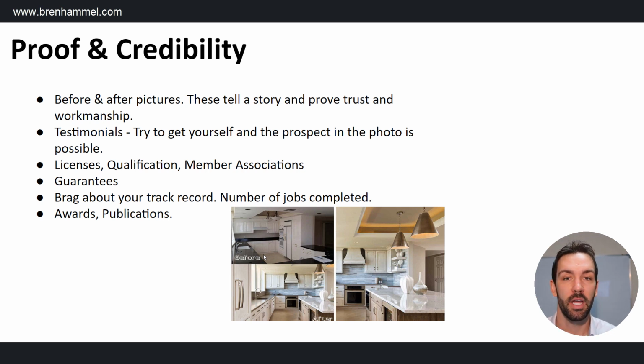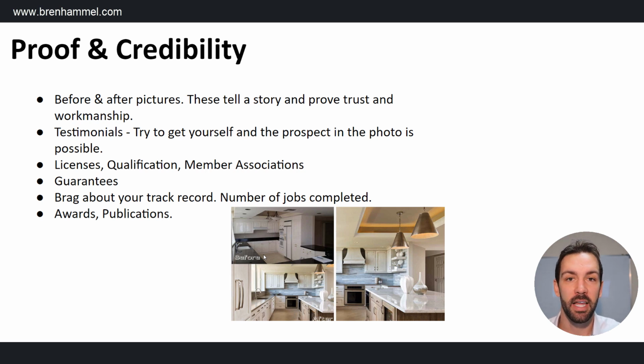And it's a huge issue when it comes to construction businesses and contractors, because for whatever reason, people neglect this area when it is so damn important. But here are some key tips that I've learned over the past 12 to 13 years in order to really drastically punch up the power of your proof and credibility on your website. Now, the first one is before and after photos. They tell more than 1,000 words.